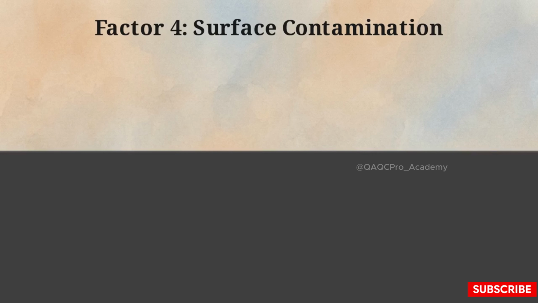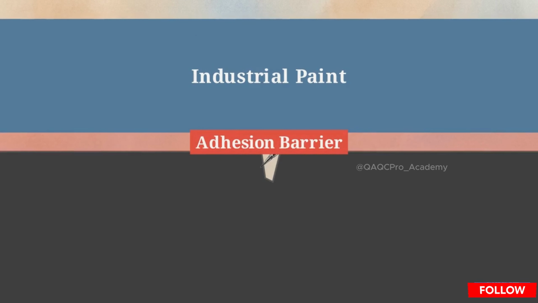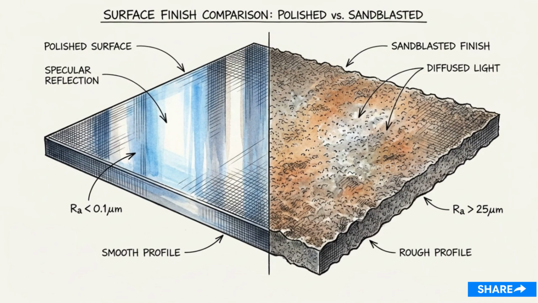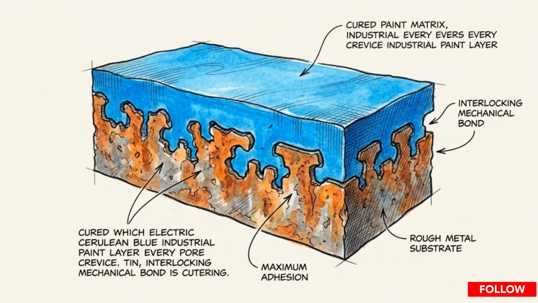This leads to factor 4, surface contamination. Sharp, brittle fragments can embed directly into the substrate, destroying coating adhesion. The physical shape of your abrasive dictates whether your coating will physically lock onto the surface or fail prematurely.